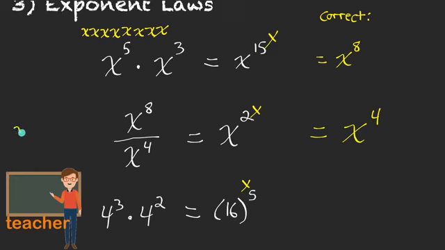And if you want to see why, write it out. So we have 8 factors of x divided by 4 factors of x. And you notice that 4 pairs will cancel out. 1 pair, 2 pairs, 3, 4. So what do we have left? In the numerator, we have 4 factors of x, hence x to the 4.